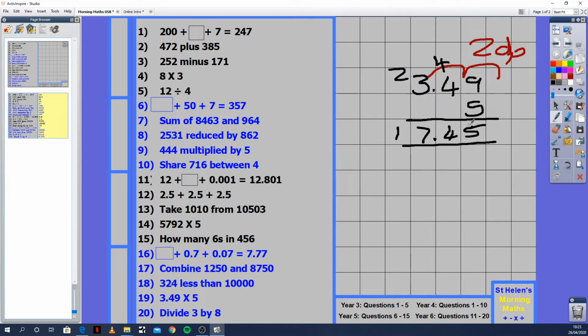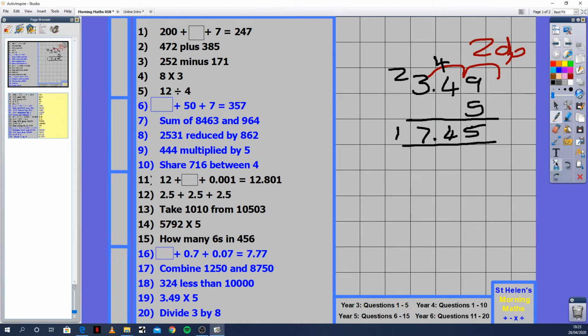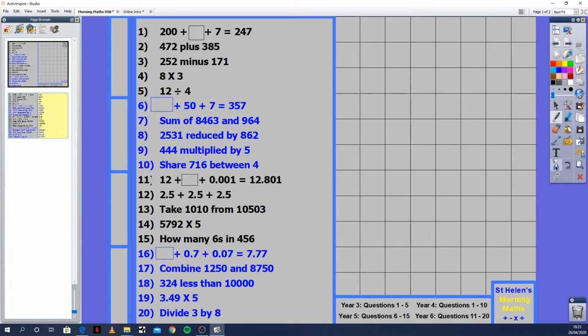2 decimal places, look, 4, 5. There's 2 places after the decimal. That's what decimal places are. So 17.45 should be the answer if I check it. Yay, I've got them all right so far. Through the course of this, I could get questions wrong, so I apologize. But at the moment, I think I'm doing pretty well.